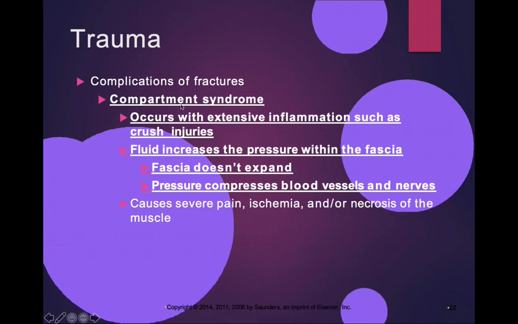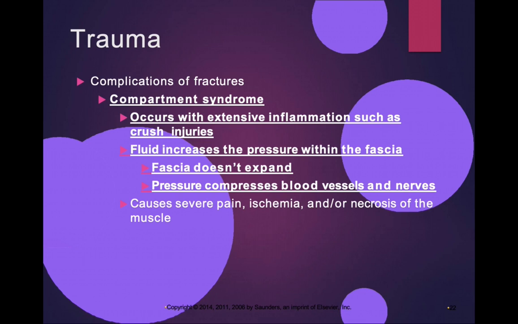Another complication is something called compartment syndrome, and this occurs with extensive inflammation, such as a crush injury. What will happen is the fluid is going to increase the pressure within the fascia. Remember, fascia is going to surround muscle, blood vessels, organs. All tissues are pretty much surrounded by this fascial sheath. And the fascia, it doesn't expand. So when you have this buildup of inflammation and fluid, and it gets trapped under that fascia, you get this compression of other blood vessels and nerves, and it really creates severe pain.